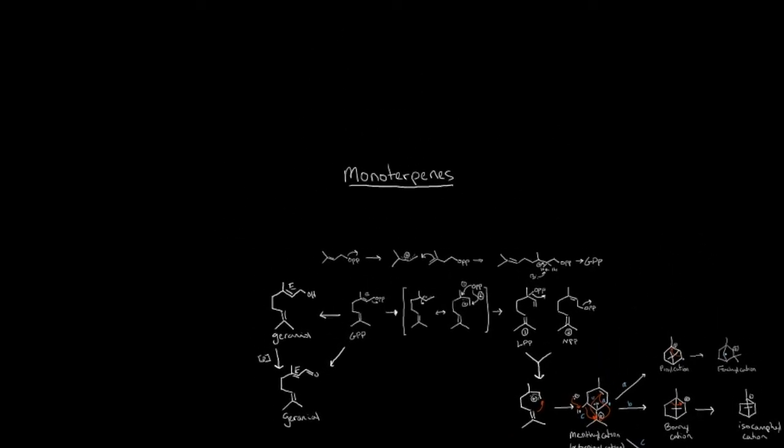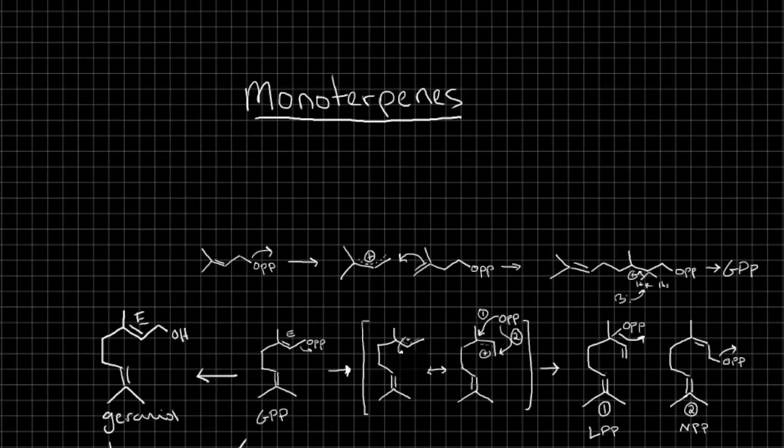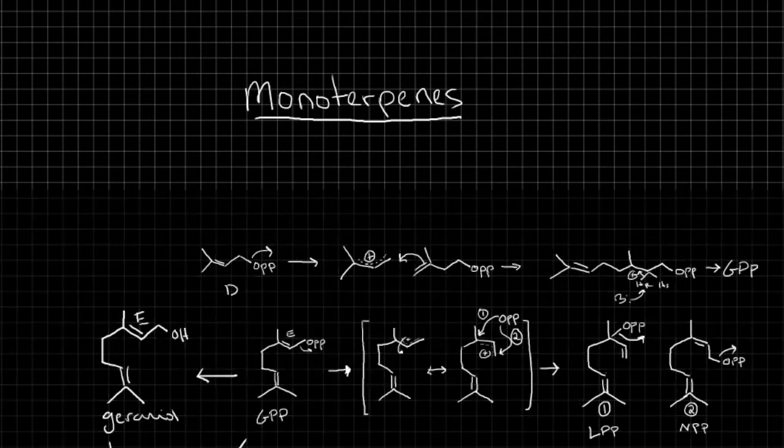So we'll start off with monoterpenes, and just a quick review. Monoterpenes are formed by the condensation of DMAPP, which is here, with IPP. So you lose your phosphate group here, and I'll give it some red. And you'll form this stabilized carbocation. And then IPP will attack at the tail end of that position.